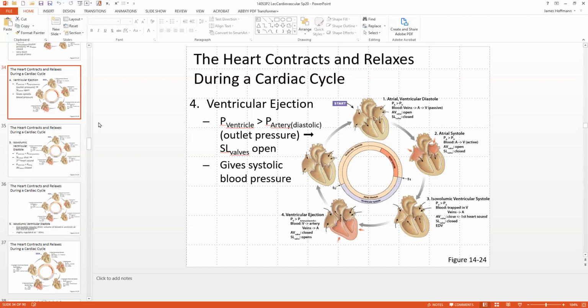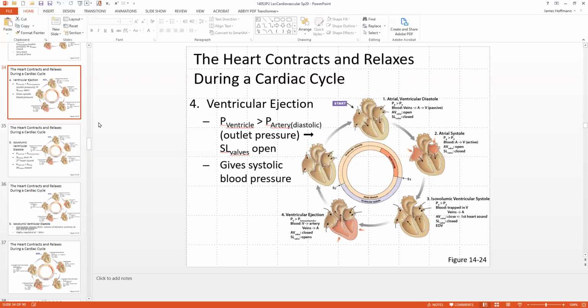And remember, during the isovolemic ventricular contraction, the ventricle is actually contracting. So the muscles are shortening, which means the size of the ventricular chamber is getting smaller, okay? And so as the chamber size gets smaller and smaller and has the same volume of blood, the pressure goes higher and higher in there. And since the pressure eventually gets above the diastolic blood pressure, then we eject blood.